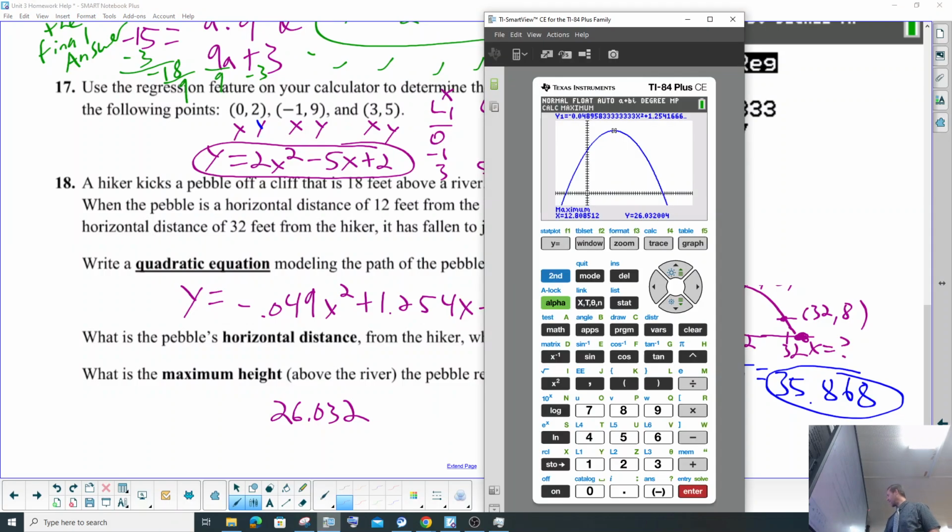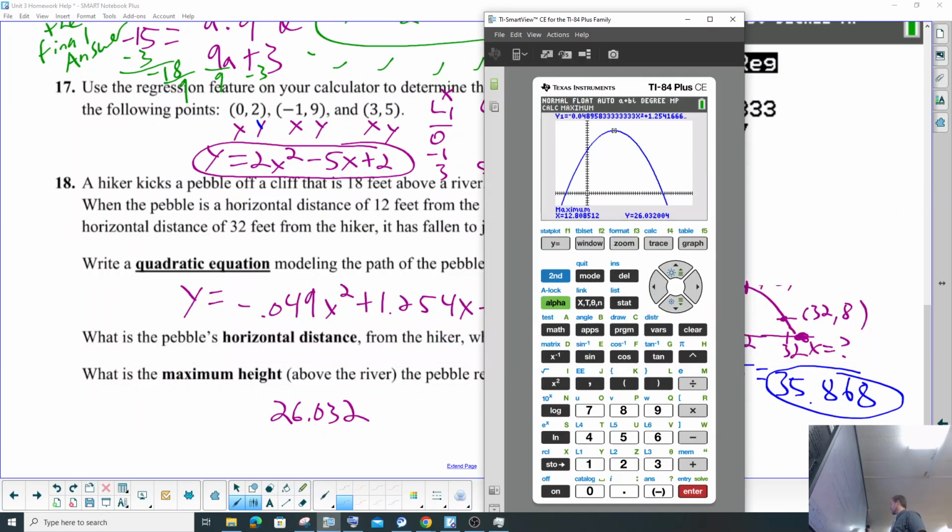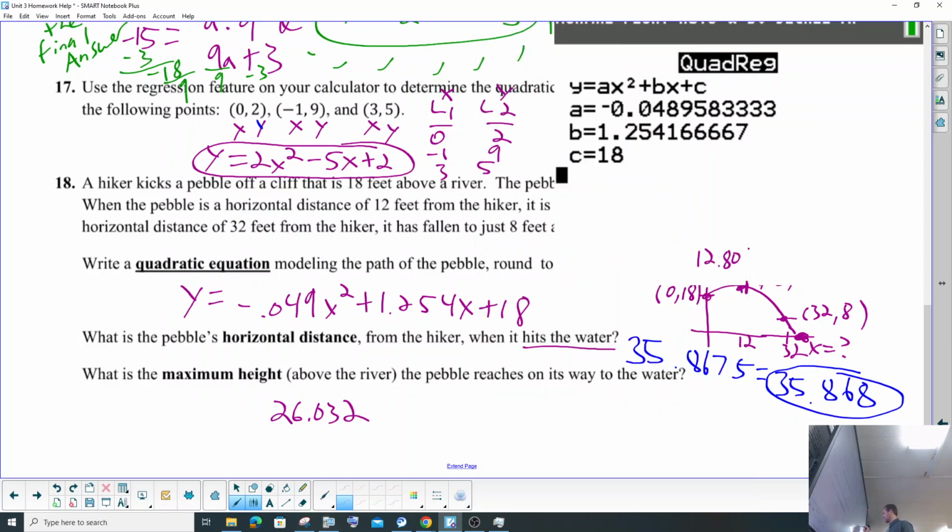It was like at 12.8. So a little bit further, that's the top of our mountain. So that's 12.808 or 809. And then specifically our 26.032 is the y value.